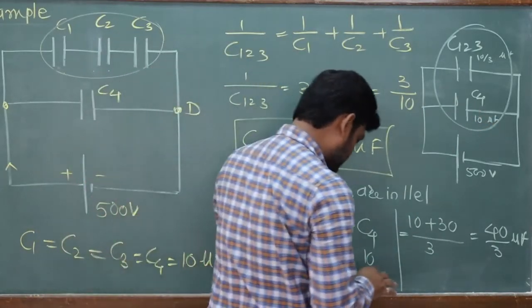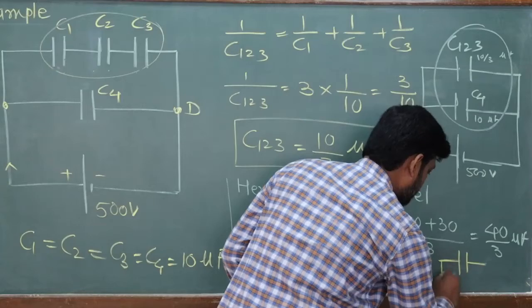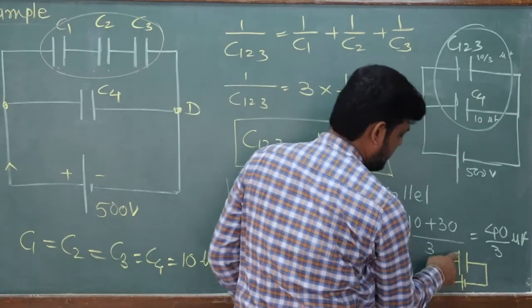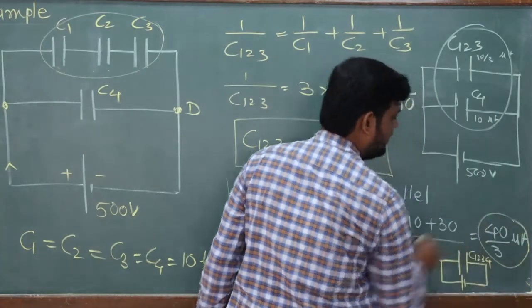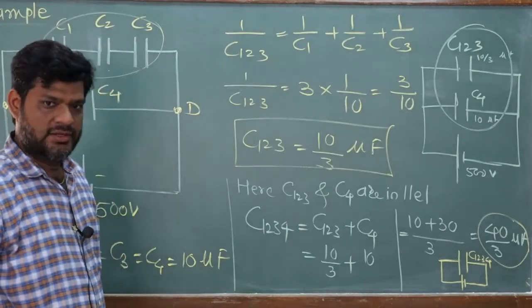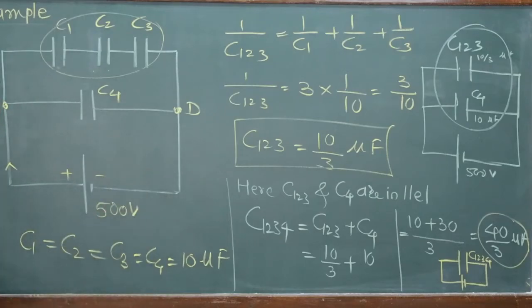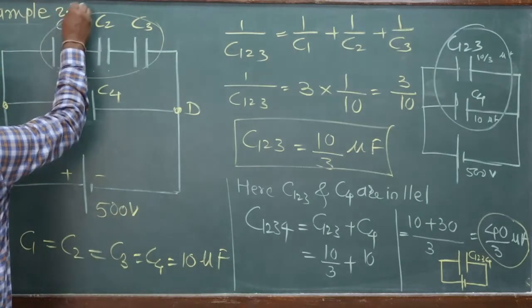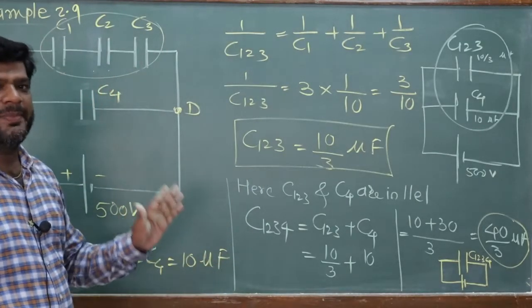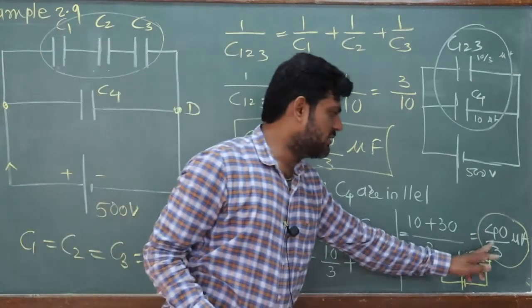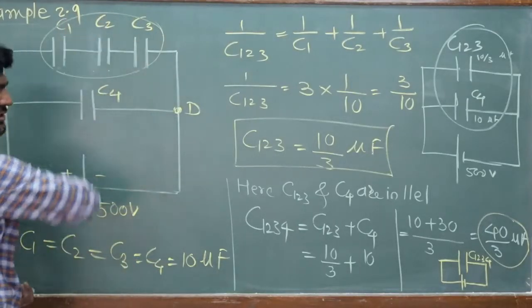So the circuit will be like this. See students, the final capacitor. Here it is a battery. The name of the capacitor is C1, 2, 3, 4. The value is 40 by 3 microfarad. Okay, so this is your part 1, of example number 2.9. Find the equivalent capacitance of the capacitor. What is the answer? 40 by 3 microfarad is the equivalent capacitance of the circuit.